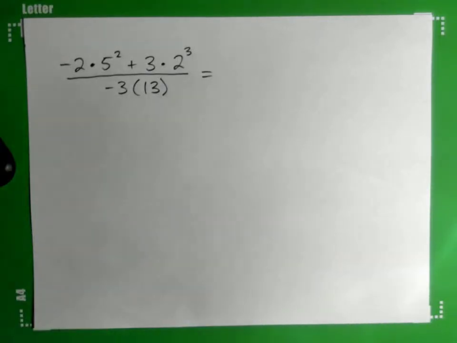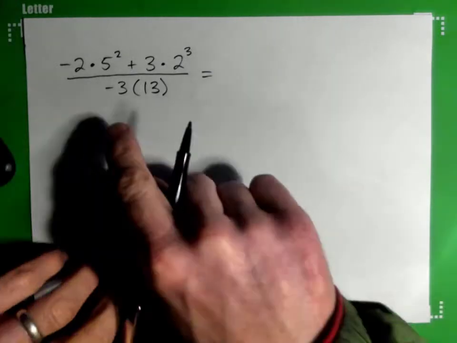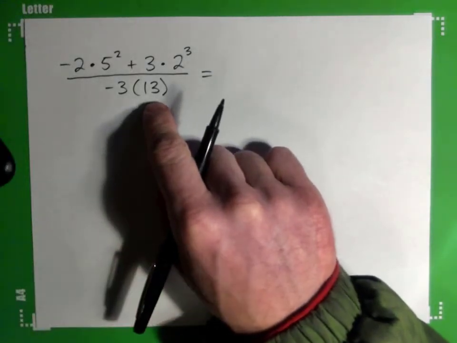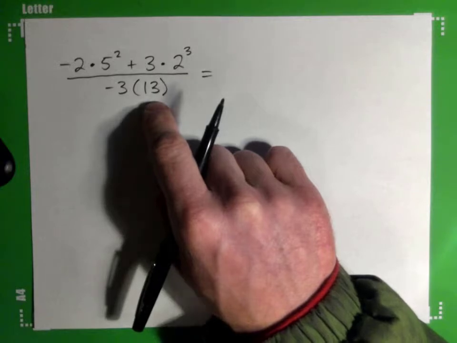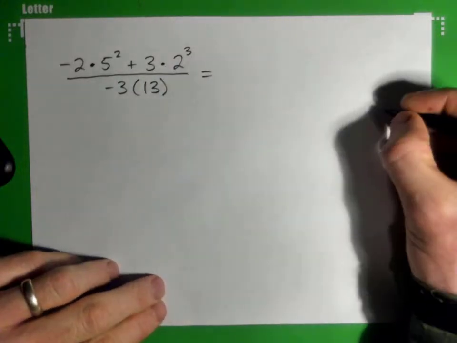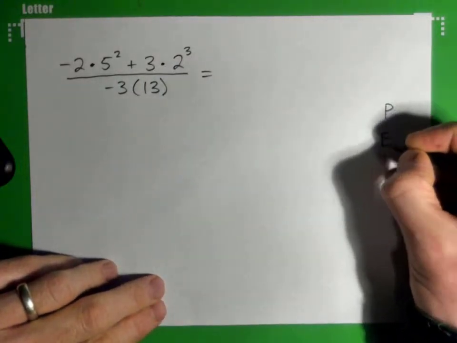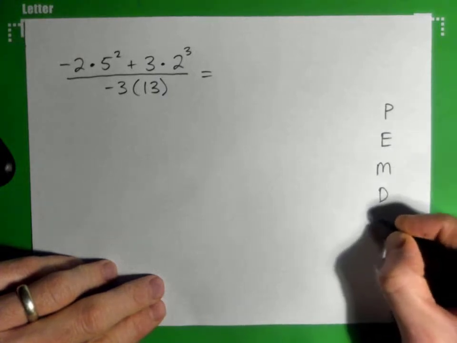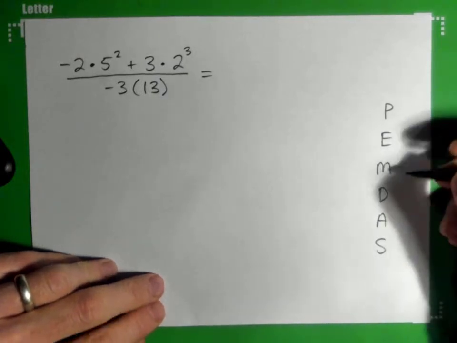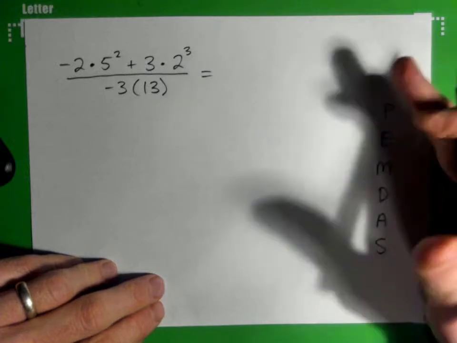Alrighty, so we've got negative 2 times 5 squared plus 3 times 2 cubed, all over negative 3 times 13. We've got to simplify this expression, and we're going to use the order of operations, PEMDAS: parentheses, exponents, multiply or divide, add or subtract, from left to right.